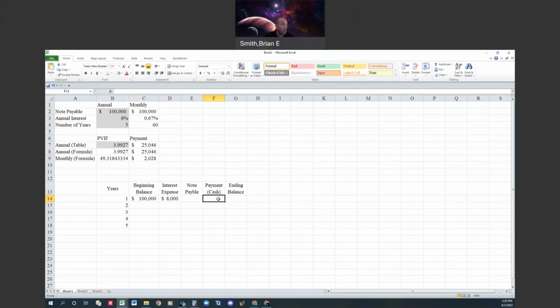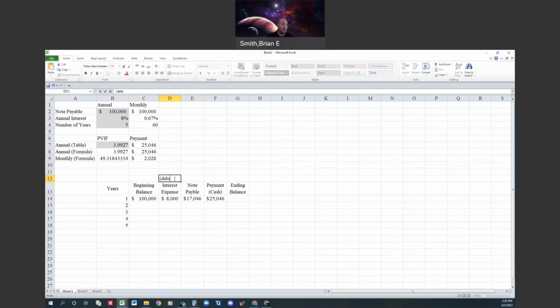Our cash payment, we've already calculated that over here. I'm going to stick with the formula method, actually, just so it's a little more accurate. Then we're going to take whatever our cash payment was, subtract out what our interest expense was, and this is the amount that's going to go to our notes payable. And remember, this is going to be a debit. This is going to be a debit.